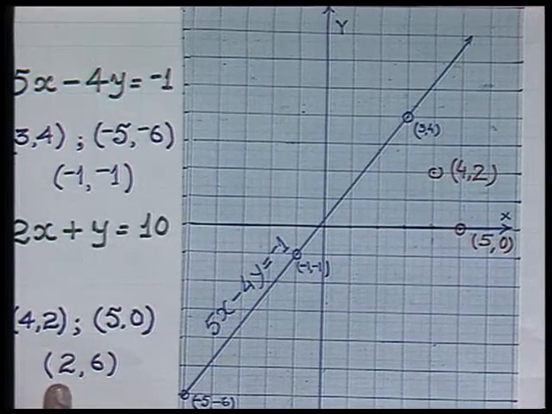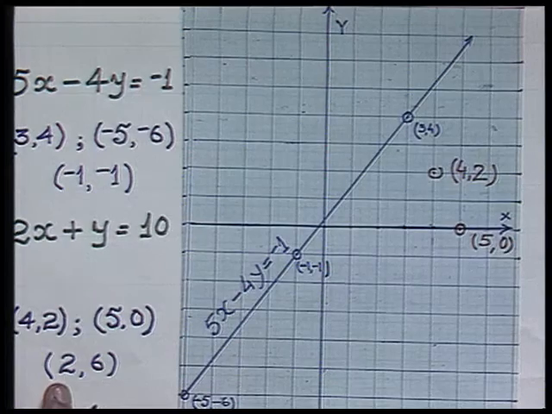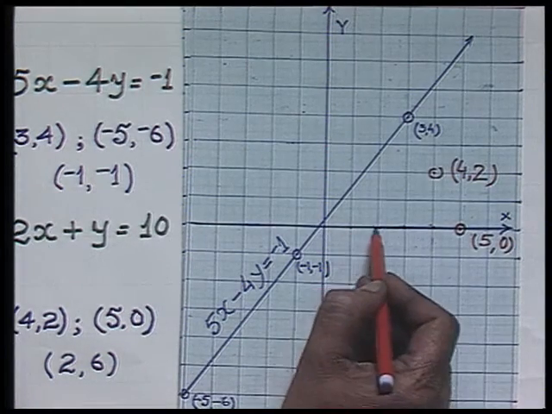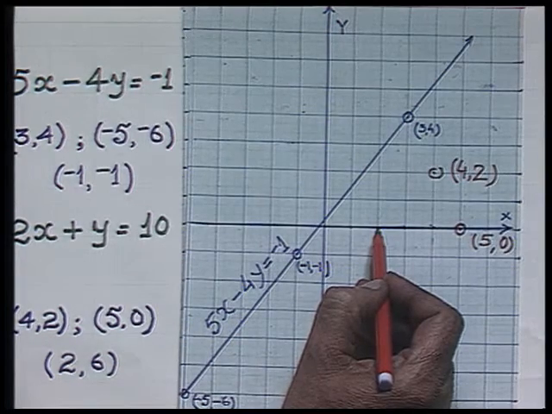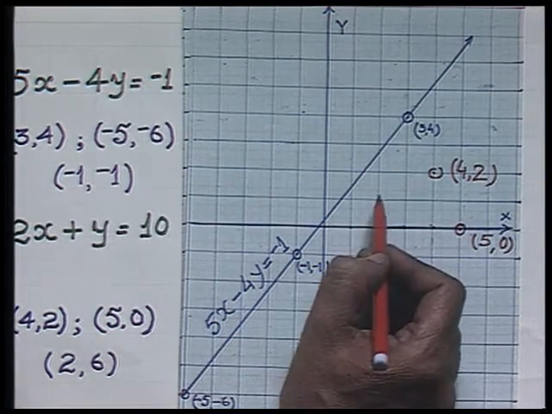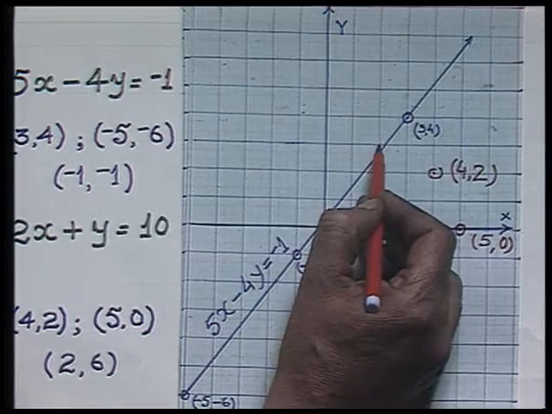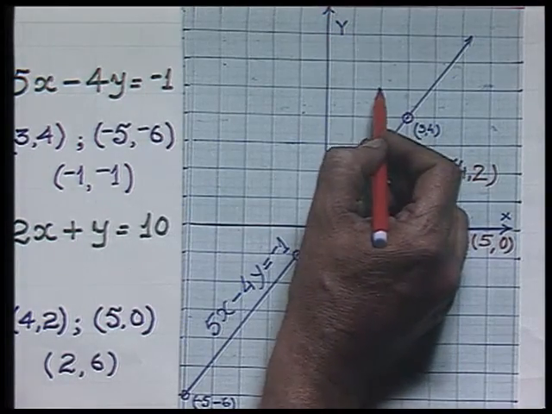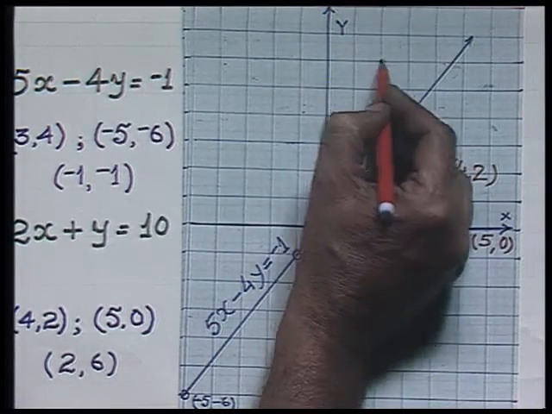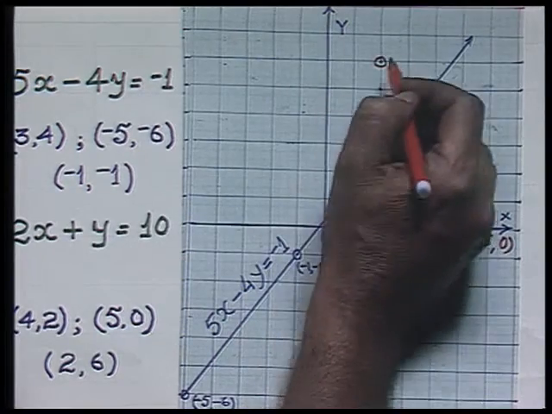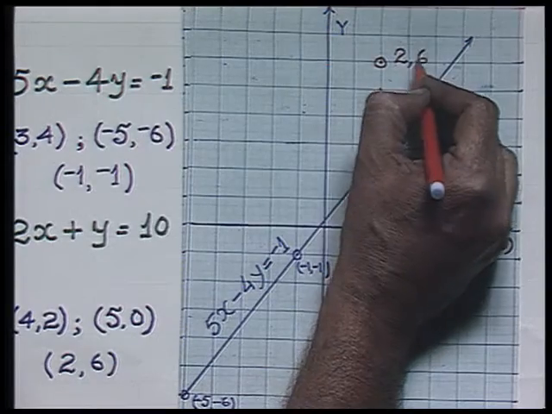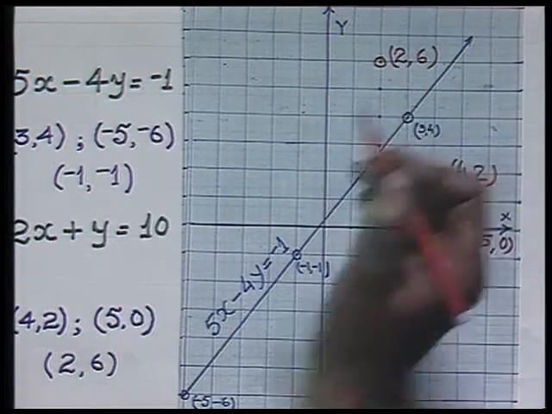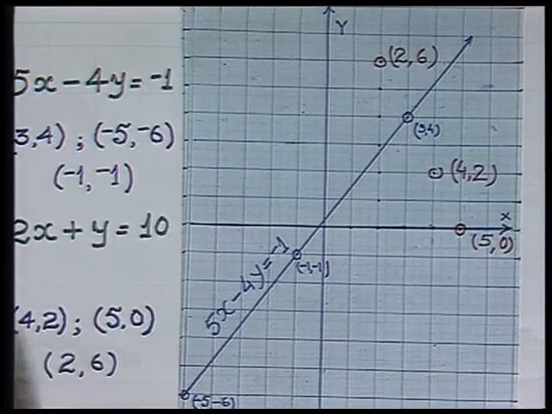And now let's plot the third point. The third point is 2, 6. 1, 2, and 6 units. Where do I go? Up or down? 6 is positive, so I move up 1, 2, 3, 4, 5, and 6. And this point is now 2, 6. Now let's join these points by the scale.